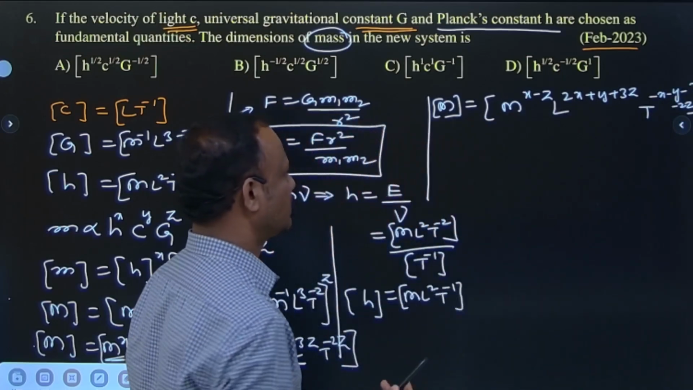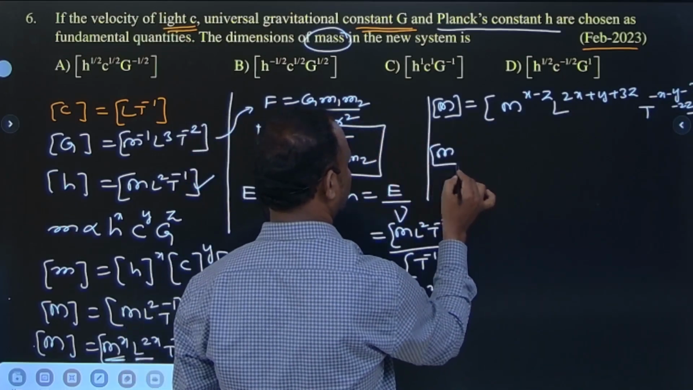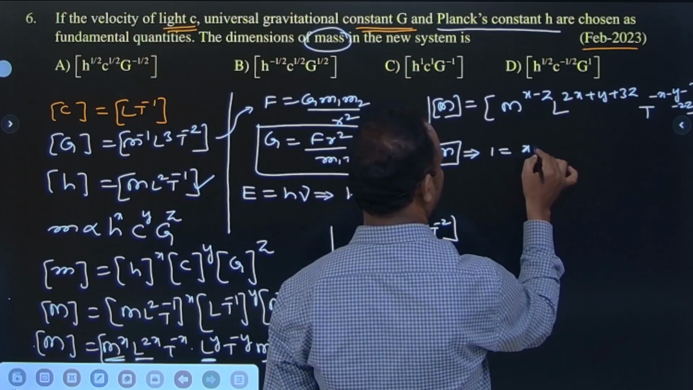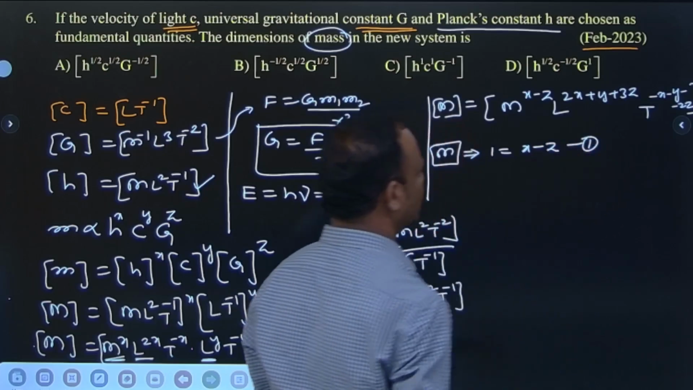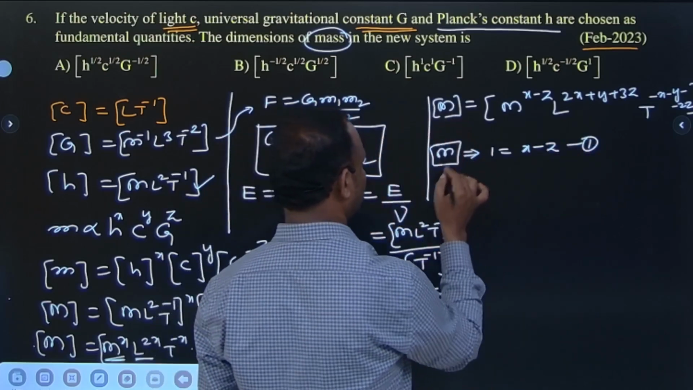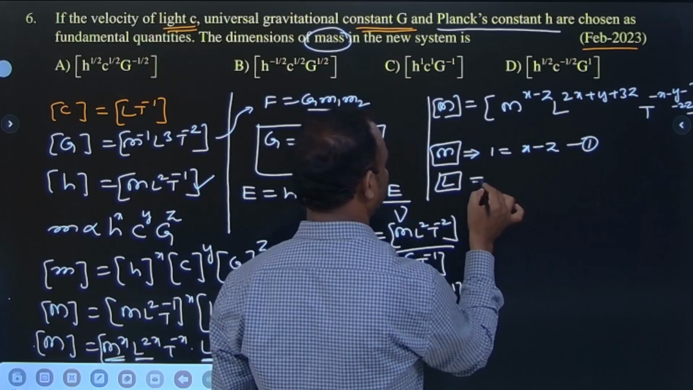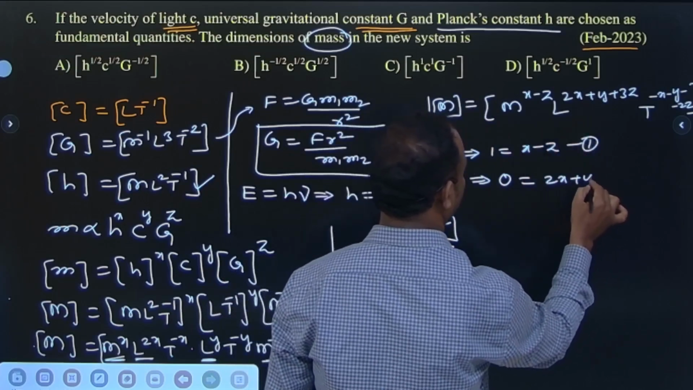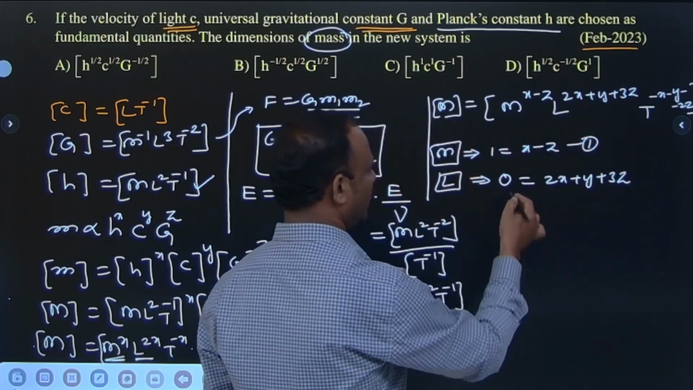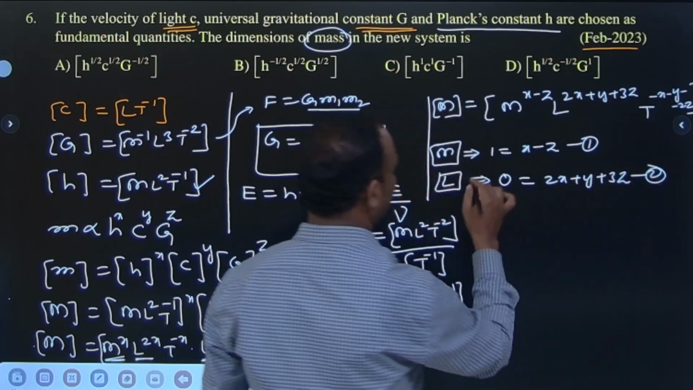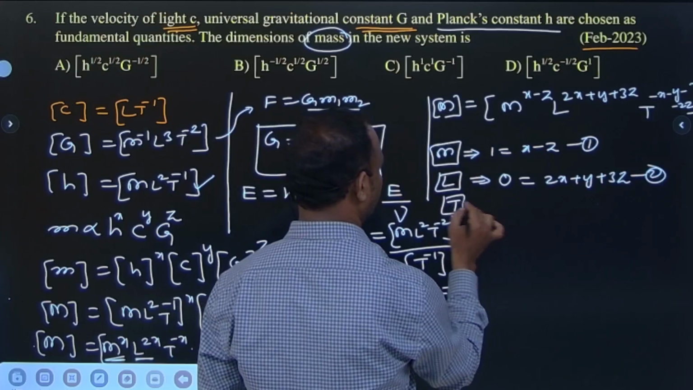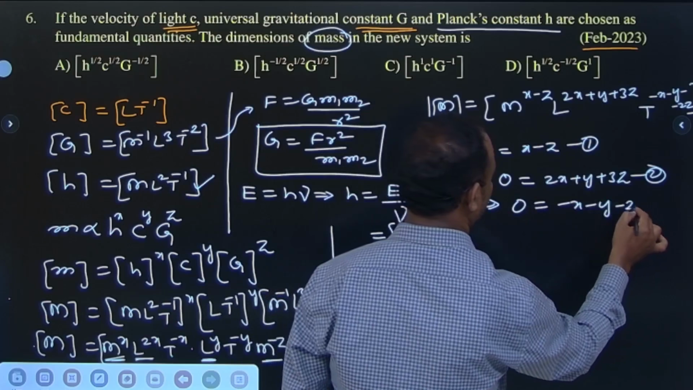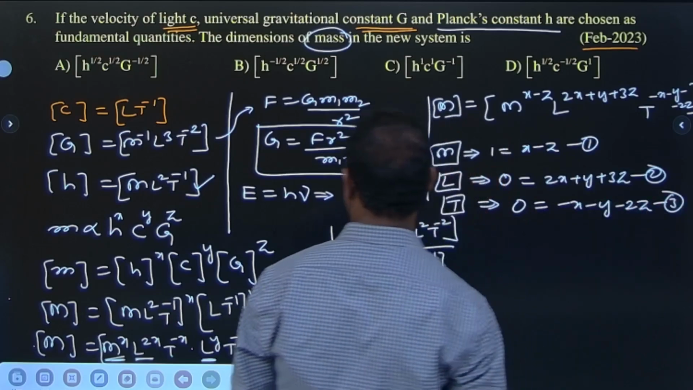Now compare the terms. First one, comparing the powers of M: 1 is equal to X minus Z, which is my first condition. Comparing the powers of L: 0 is equal to 2X plus Y plus 3Z. So this is my second equation. Comparing the powers of T: 0 is equal to minus X minus Y minus 2Z. So solve these conditions.